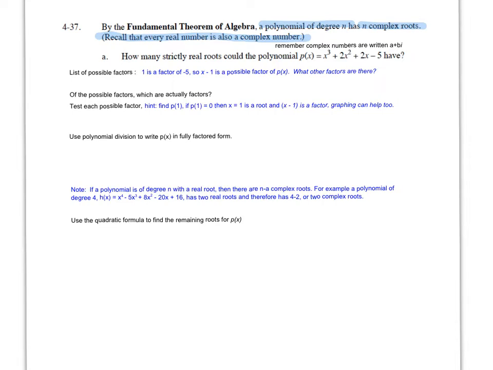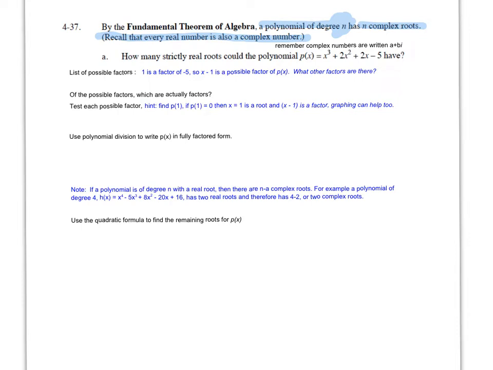So we're going to take a look and find all of our real and complex roots in a polynomial. And that's another way to interpret the fundamental theorem of algebra. The fundamental theorem of algebra is really saying if we have a polynomial of degree n, then its combined complex roots and real roots will add up to n number of roots.